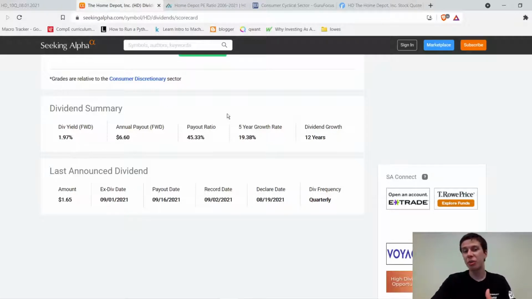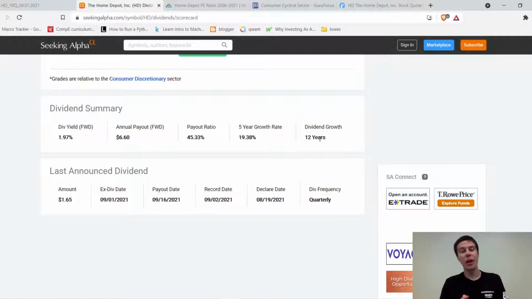And again, the dividend growth rate is a little bit higher as well, at 19.38% in the last 5 years, which is pretty much astronomical for a solid dividend company to have that high of a dividend growth rate. I think Lowe's was pretty good as well, around 16%. But the one place that Lowe's totally beats out Home Depot is within this dividend growth category.